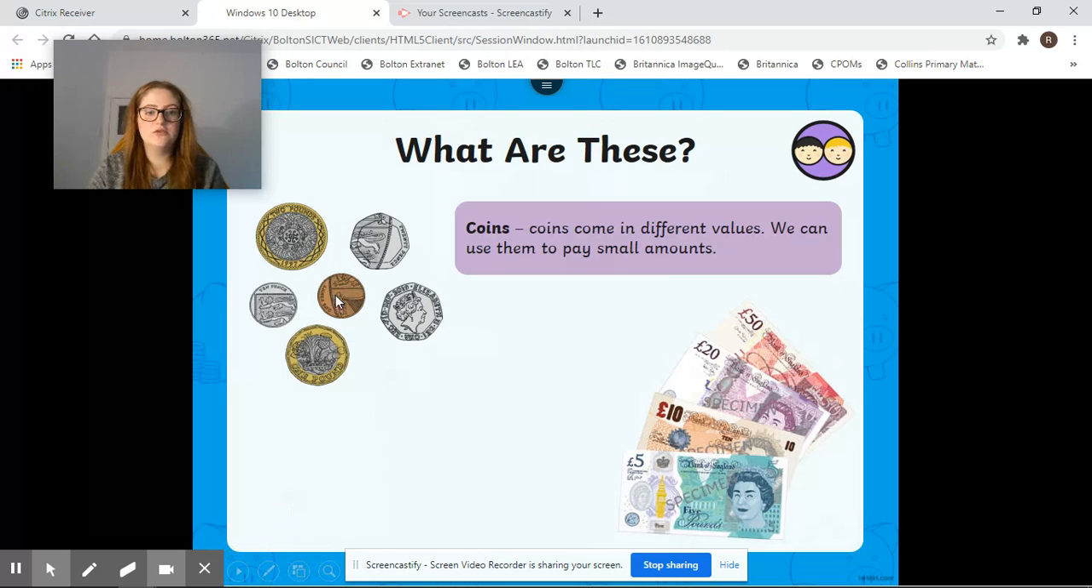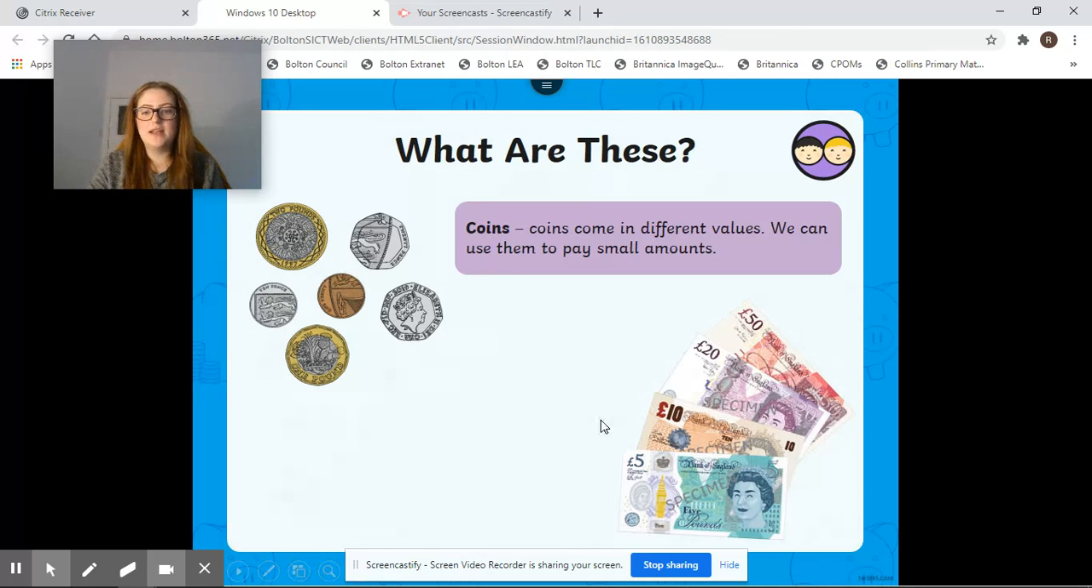If we look at the screen, we've got a 1p here, a 10p, a 20p, and this is the other side of the 20p as well. We've got a £1 coin and a £2 coin. You use coins for different small amounts. This might be buying a packet of crisps or something which isn't going to cost a lot of money. So you could just use coins for that.